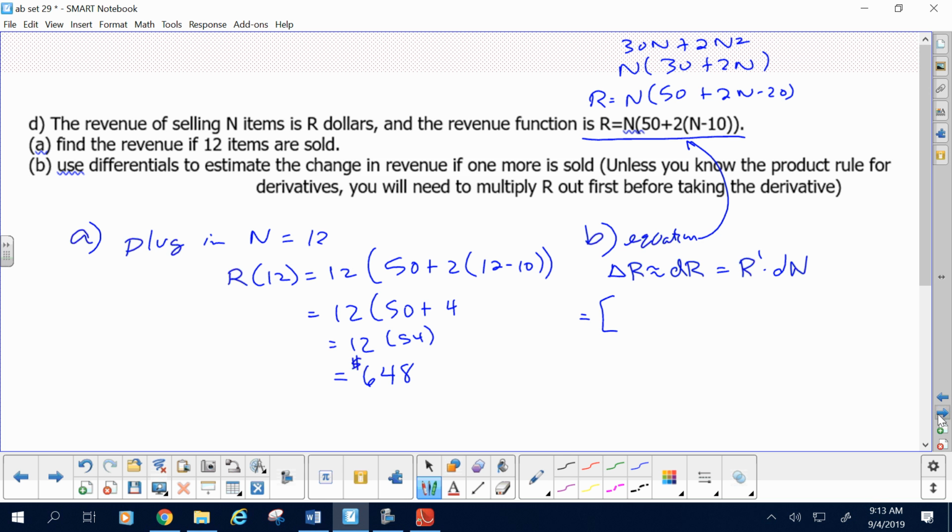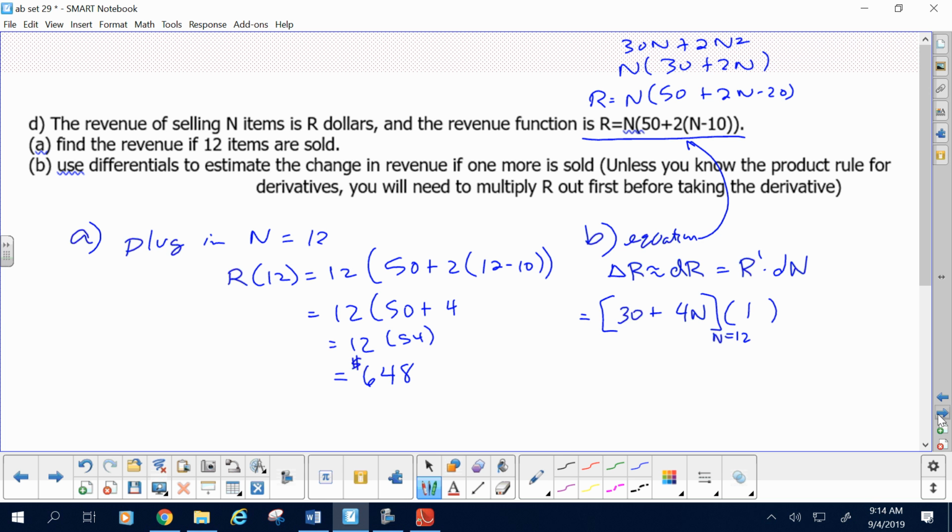So what's the derivative? 30 plus 4n, and at what point will I evaluate? You go back to the original point in time, so that's 12, okay? So n equals 12, and what's the dn? The change, d stands for delta, small delta. And you're changing by one more unit.